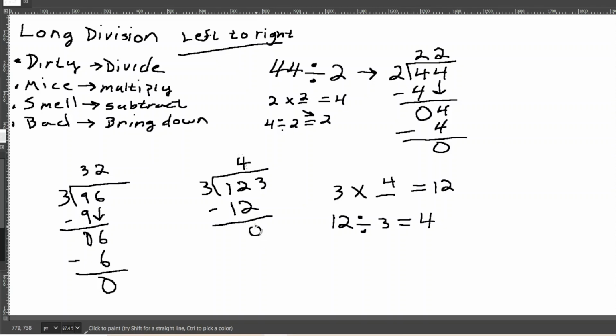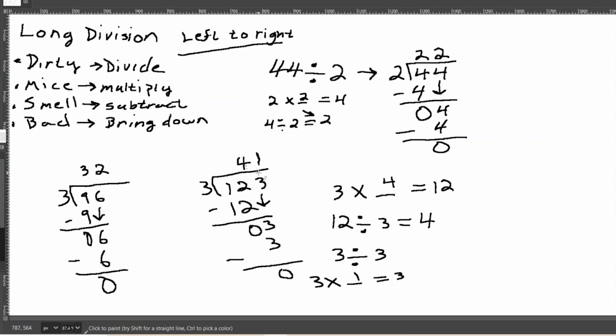12 minus 12 is 0. You could have 2 zeros if you want, it doesn't matter. So now that I've subtracted, I can bring the next number down. There's still a 3 to deal with. And now I have 3 divided by 3, which is the same as saying 3 times a blank equals 3. Well, it's only going to be 1. So the 1 goes up here. 1 times 3 is 3, and then that'll end up being 0.